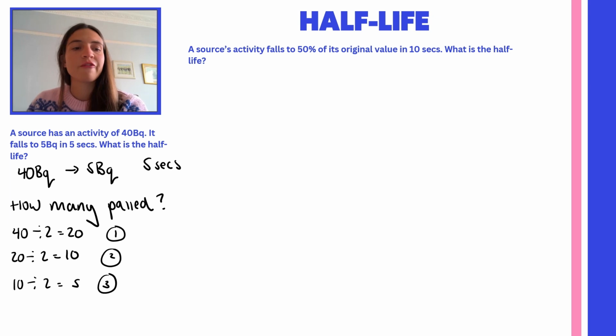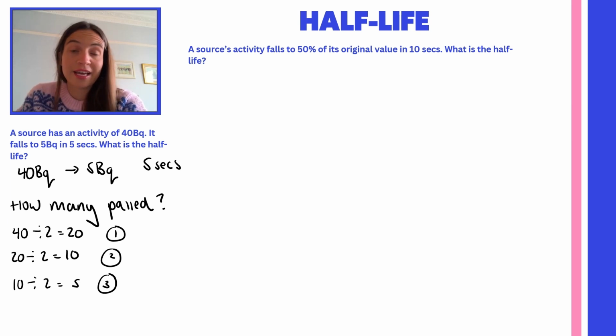If I first divide 40 by 2, I get 20. Then if I divide 20 by 2, I get 10. And then if I divide 10 by 2, I get 5. So you follow this process of halving down until you reach your final activity. Okay, and then I need to count how many times I needed to divide by 2 to reach my final activity. So in this case, I did that 3 times.